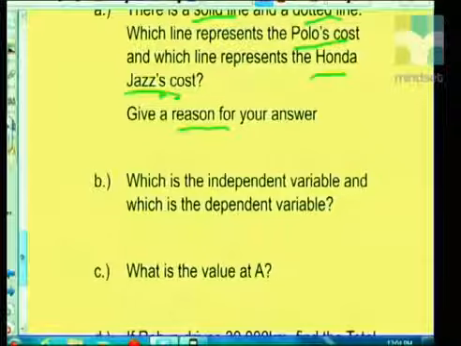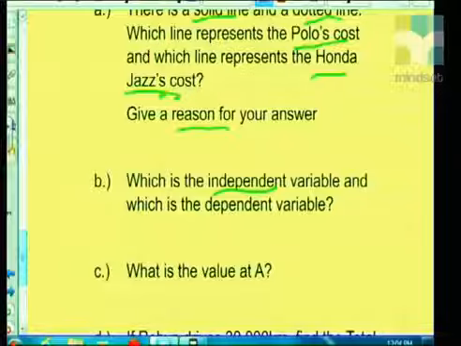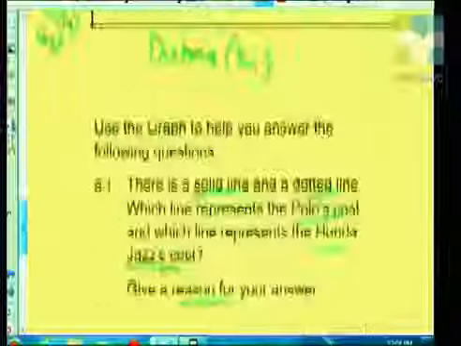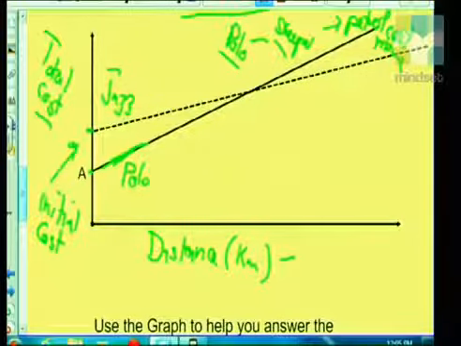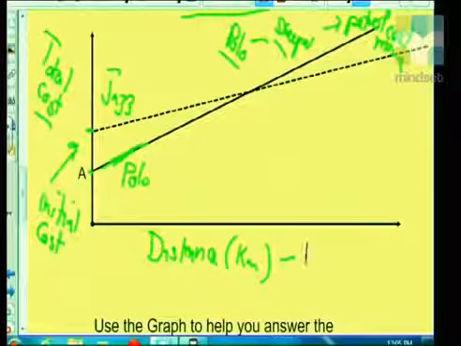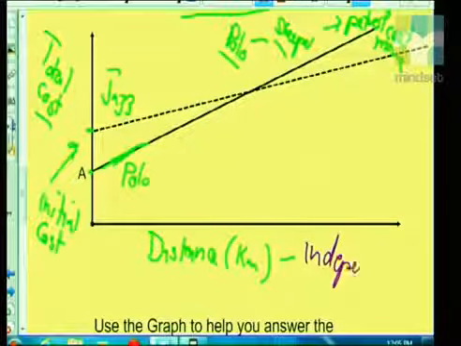So now it says, which is the independent variable and which is the dependent variable? Now, guys, this is terminology that when we look at a graph, we need to understand. Which is the thing that we are going to measure, and which is the consequence, which is the input and which is the output. So the thing that we're going to change is the distance. This is going to be the independent.